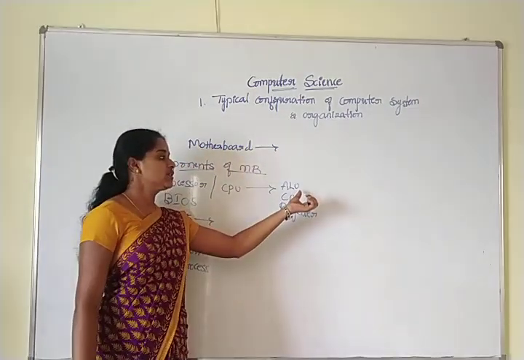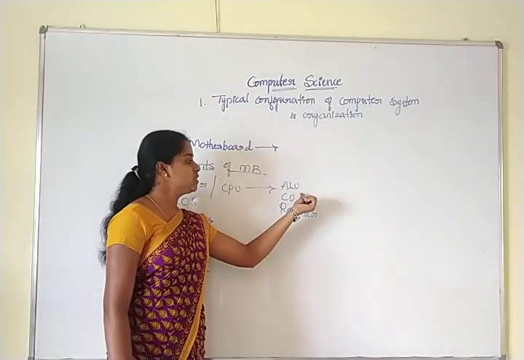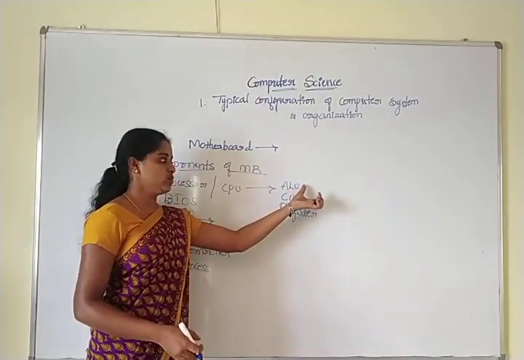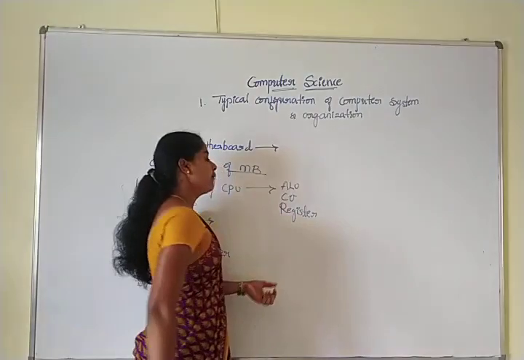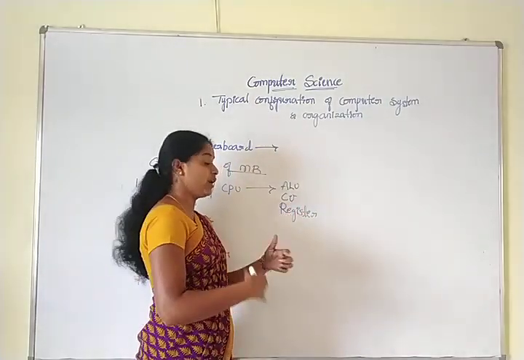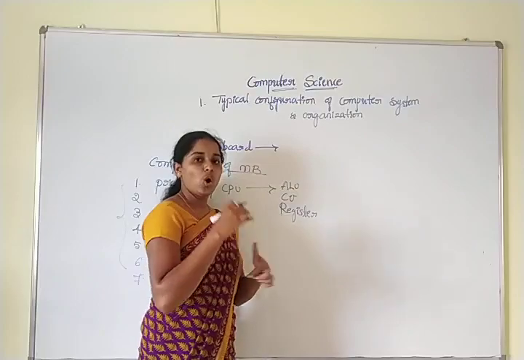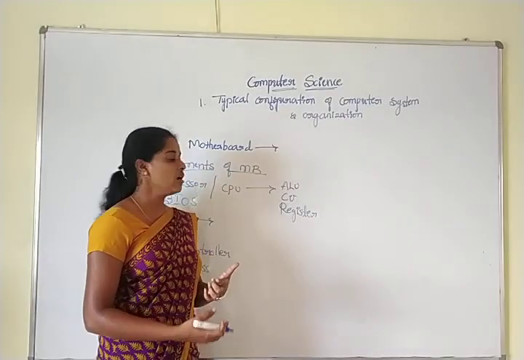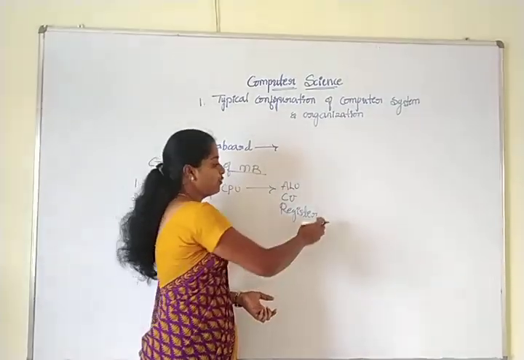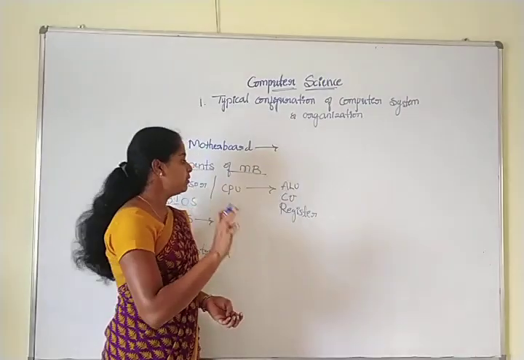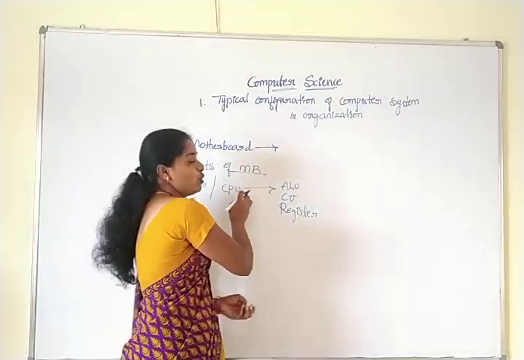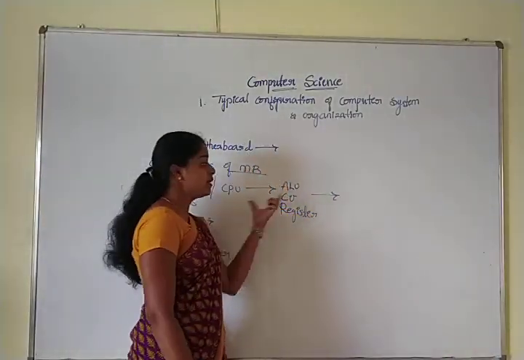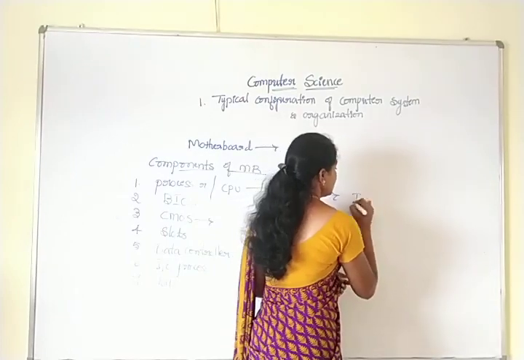This ALU performs the arithmetic and logical operations on the input data given by the users. And this control unit controls and coordinates the entire operations of the computer. These registers store the processed data temporarily before it is sent to output devices. And this CPU is fabricated as a single IC chip.